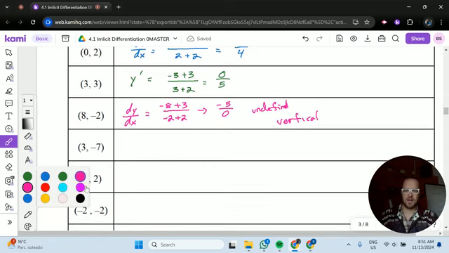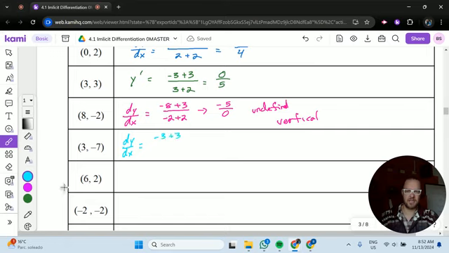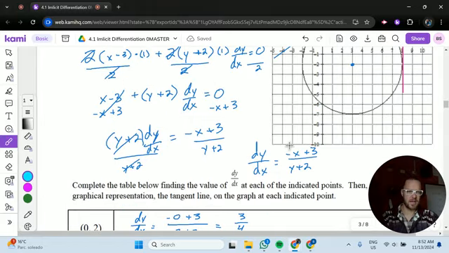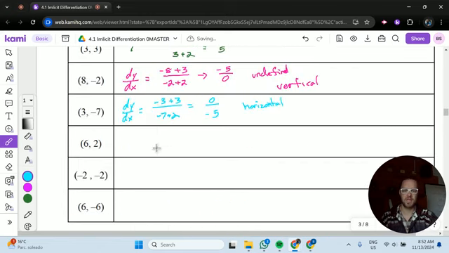Let's continue our color wheel. We go light blue. So dy/dx is going to be equal to negative 3 plus 3 over negative 7 plus 2. And again, I'm just plugging in my x and y coordinates here, right? And so that gives me 0 over negative 5, which again is going to be that horizontal one. So we can go up here to 3, negative 7, which is right there. And sure enough, you can pretty easily see that it is definitely a horizontal tangent because it's a minimum.